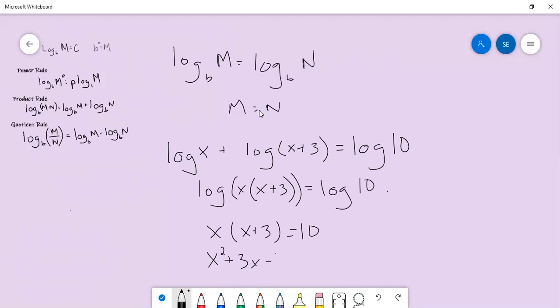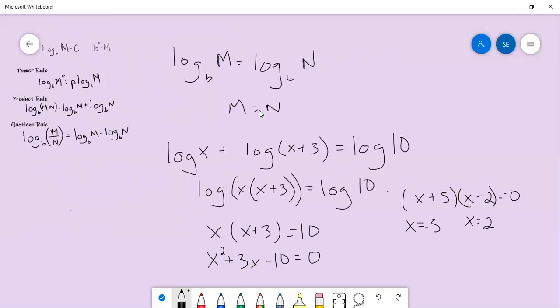We're going to subtract 10 from both sides, minus 10 is equal to 0. And now again, we can factor this. We're going to factor this as x plus 5 times x minus 2 is equal to 0. So if we set this half equal to 0, x will be equal to negative 5. This half equal to 0, x will be equal to 2. This is negative 5 and 2.